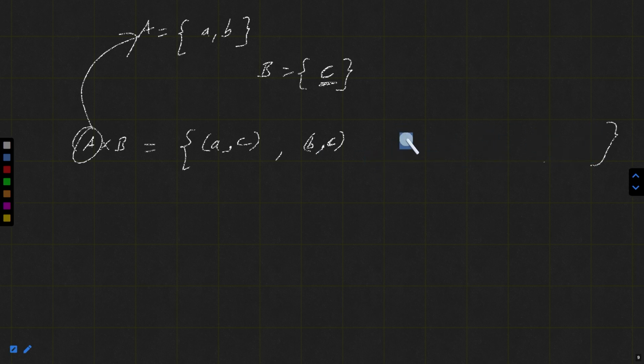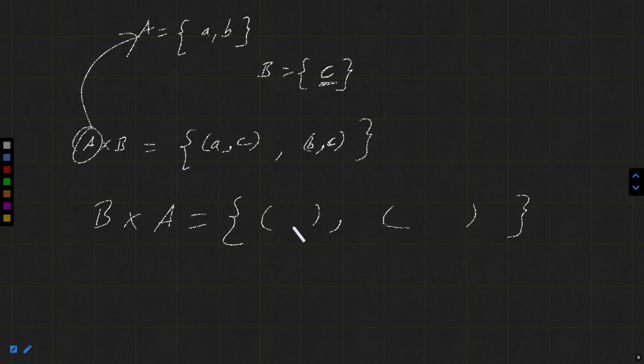Now what about B cross A? It is the collection of all pairs such that the first element comes from the set B, which has just C. So C comma A and C comma B.